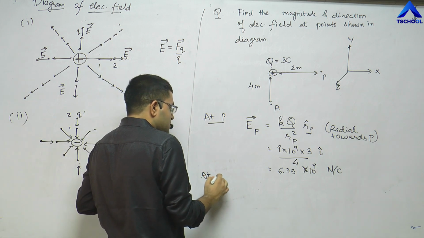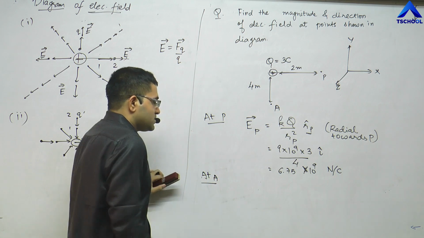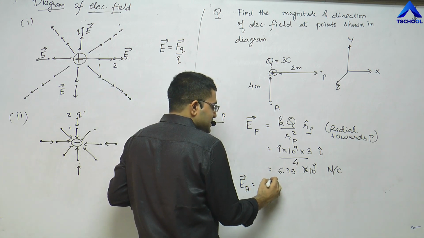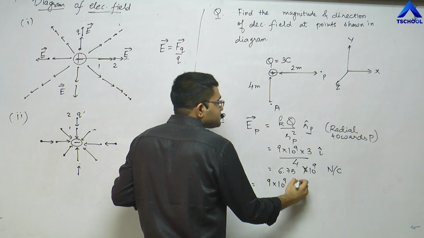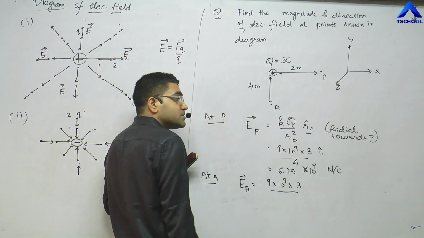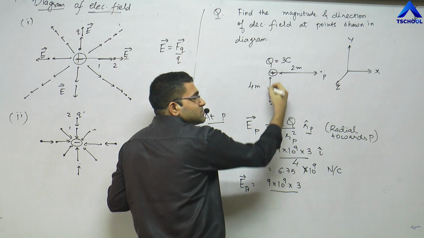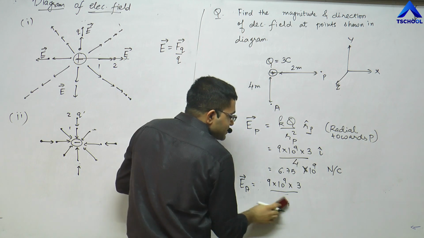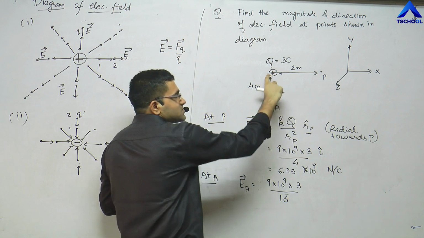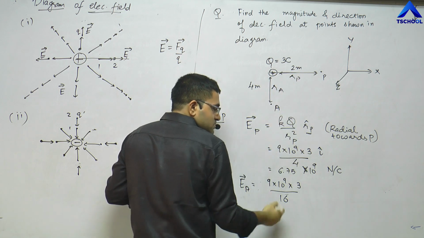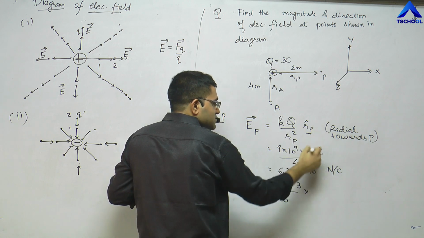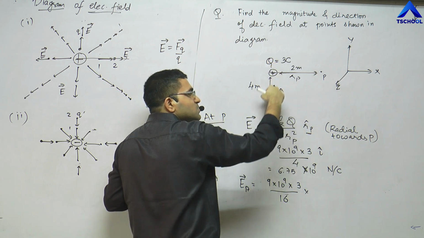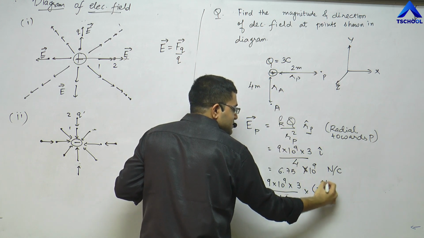Now if you want to do it at the point A, electric field intensity at the point A, same formula again. So this is k Q, 3 coulomb, divided by RA square, that is the distance between Q and A, so that distance squared is 4 square, 16, right? Because this is RA, that's RP. So this is 16, multiplied by the direction that we have to indicate, that is RA hat, radial from Q to A.